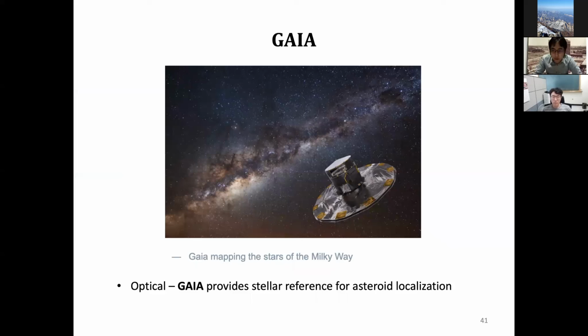Gaia is also very useful indirectly because Gaia can study the stars very well. So the stars become a reference for the asteroids, because asteroids themselves do not have light. You have to use sunlight to reflect. And also there are no coordinates. If you look at the sky and want to identify a location using just optical, it's hard. But if you have other stars, you start to have the reference frame. So Gaia is actually very useful in providing that.